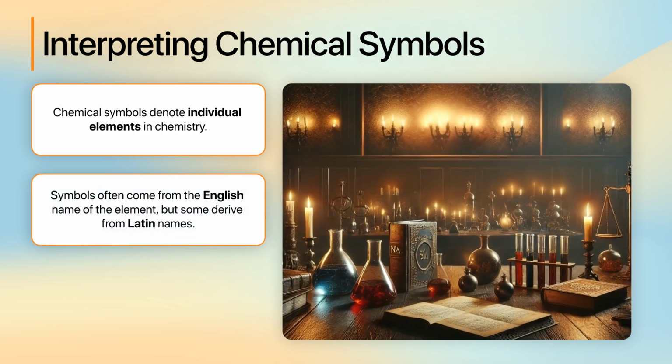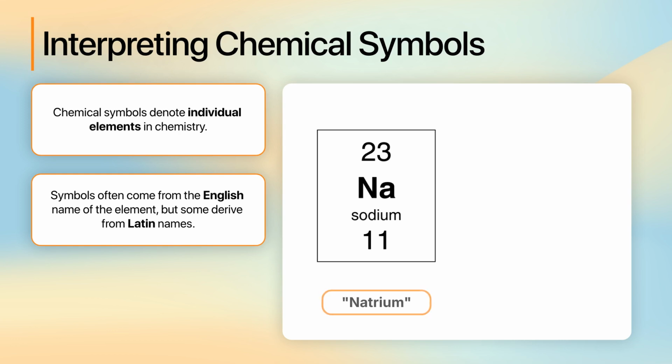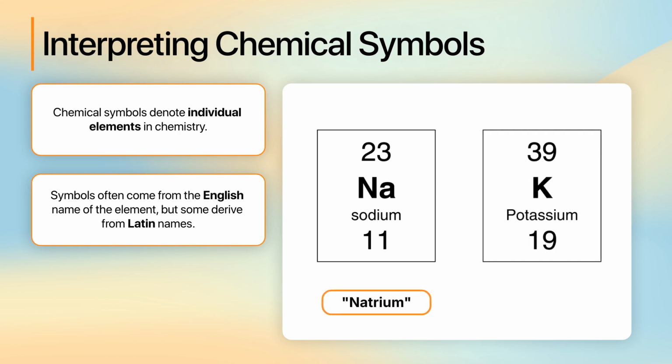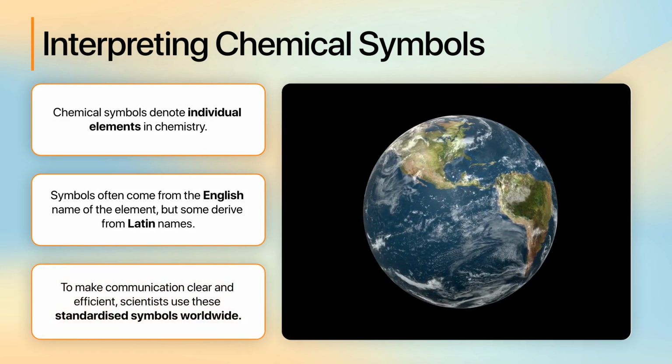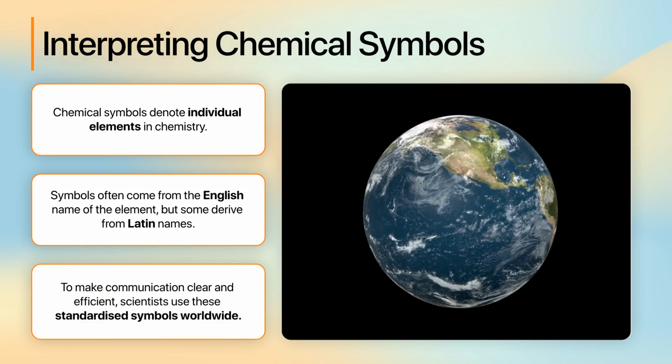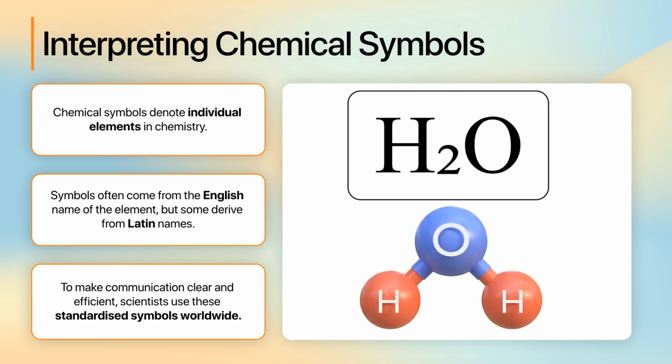Symbols often come from the English name of the element, but some derive from Latin names. For instance, the symbol for sodium is Na, which comes from its Latin name natrium, and the symbol for potassium is K, from kalium. To make communication clear and efficient, scientists use these standardized symbols worldwide. For example, if we write H2O, everyone knows we mean water, which is composed of 2 hydrogen atoms and 1 oxygen atom.